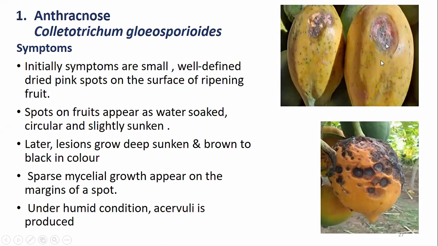Here, this is the initial symptom. Later, sparse mycelium develops and grows on the margin of the spot. Here we can see the mycelium growth on the margin of the circular spot. Humid conditions are favorable for asexual development. The fruiting bodies, or fungal spores, develop favorably under humid conditions.